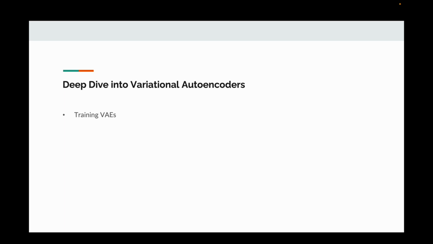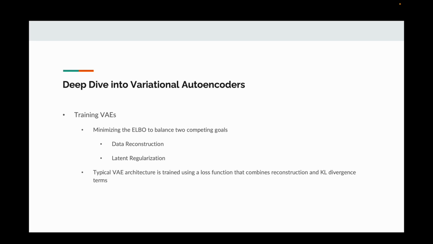Training VAEs. The training process involves minimizing the ELBO to balance two competing goals: data reconstruction, which ensures that the generated data resembles the input data, and latent regularization, which encourages the latent space to follow a normal distribution, which makes it easy to sample from and reconstruct diverse data. A typical VAE architecture is trained using a loss function that combines reconstruction and KL divergence terms, usually balanced by a weighting hyperparameter to tune the level of regularization.